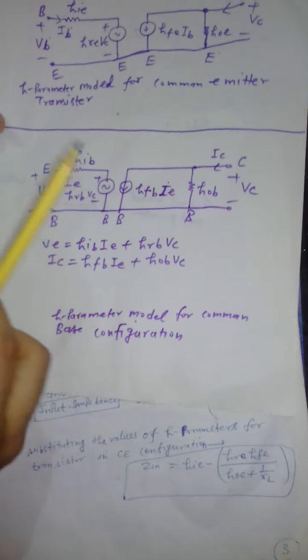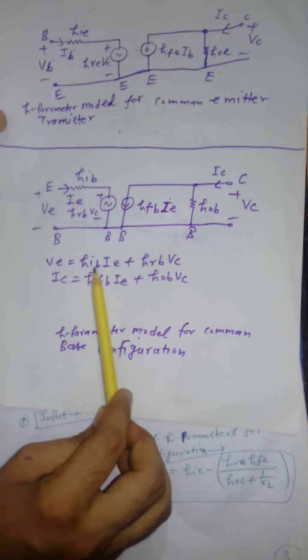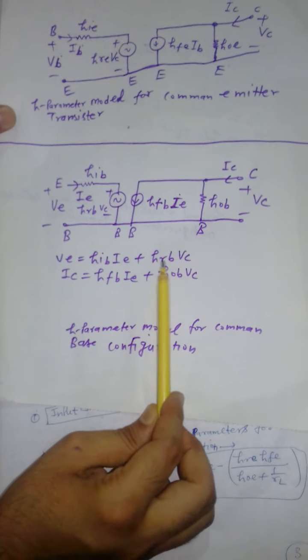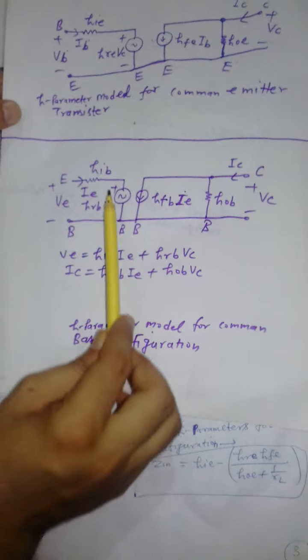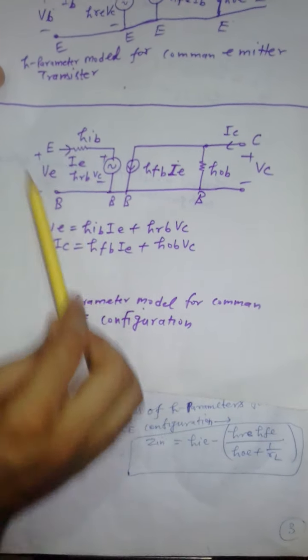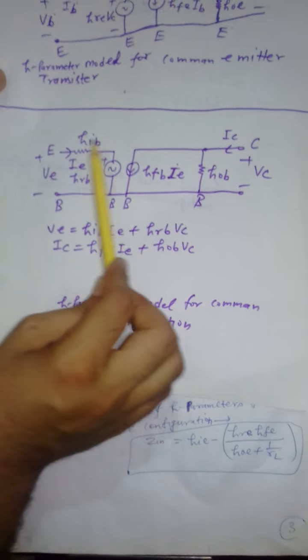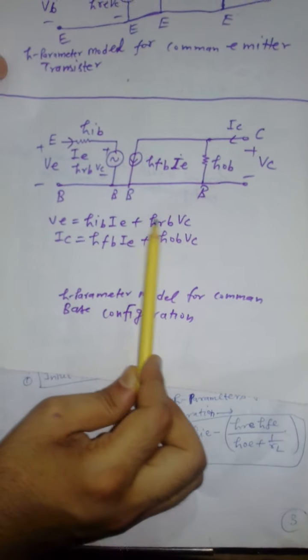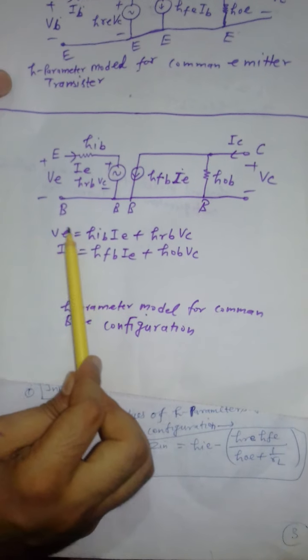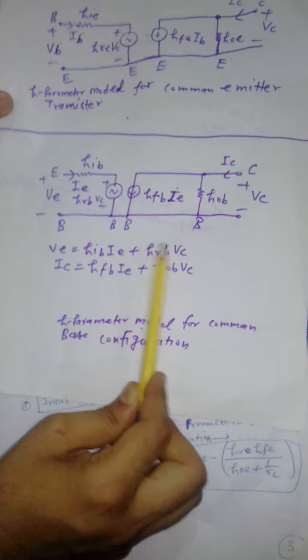So see here, this equation: VE is equal to HIB IE plus HRB VC. If you apply KVL in this loop, you can easily write this equation. Since the left side is a voltage, this term will also be a voltage and this will also be a voltage.